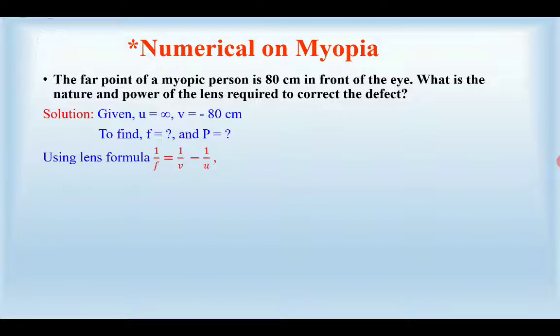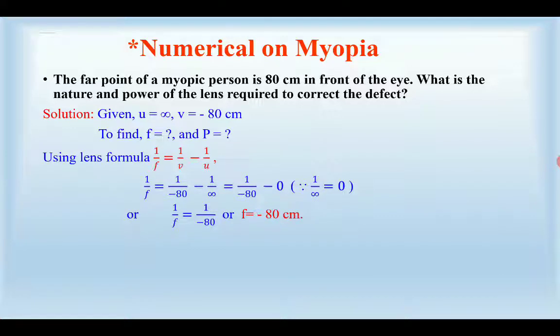1 upon f is equal to 1 upon v minus 1 upon u. Let us substitute the values. 1 upon f is equal to 1 upon minus 80 minus 1 upon infinity. Again, 1 upon infinity is equal to 0, and this is the value we are getting for the focal length. So the focal length for the concave lens used to correct this defect is minus 80 centimeter.